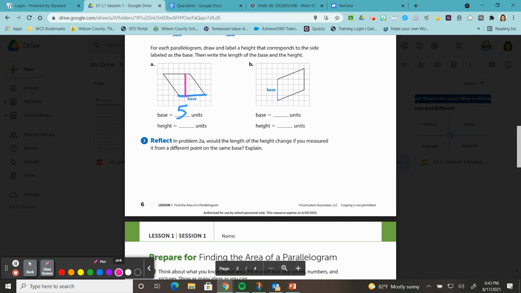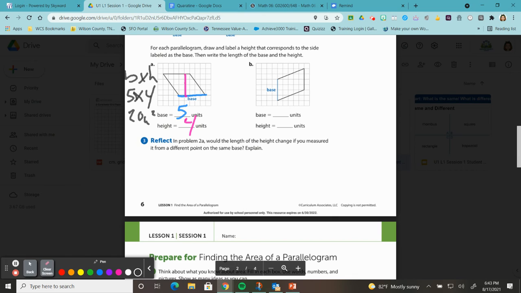So then we look at our height here and we see that it is 4 units. So the length of our height is 4 units. And we can take those two and multiply them together to find our area. So we can say 5 times 4, because that would be the base times the height. So 5 times 4 is 20, and we are talking about units squared. So 20 units squared.